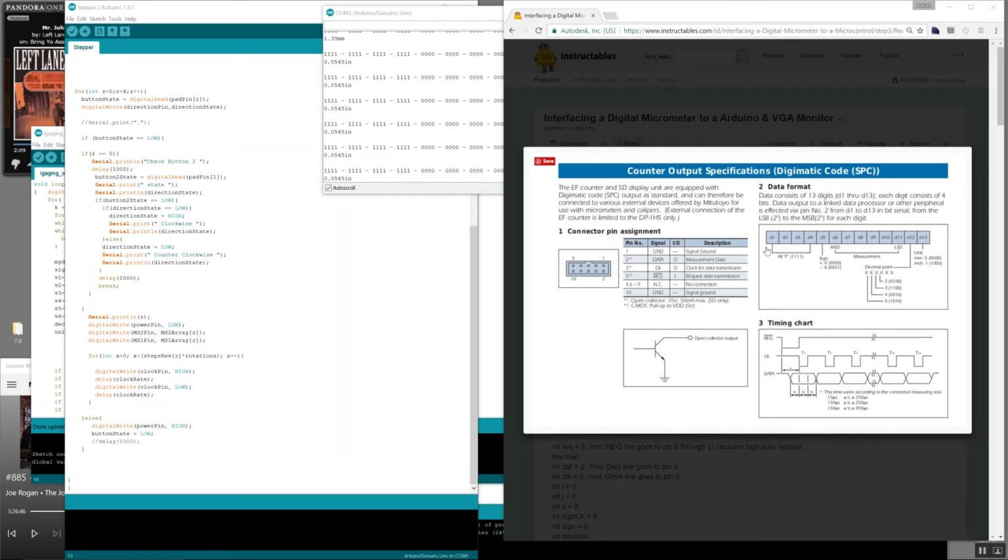So if we look here, it shows the data format. We've got these first four positions that I believe have some extra functions in here, and I'd have to go back into the documentation and verify what those were for.